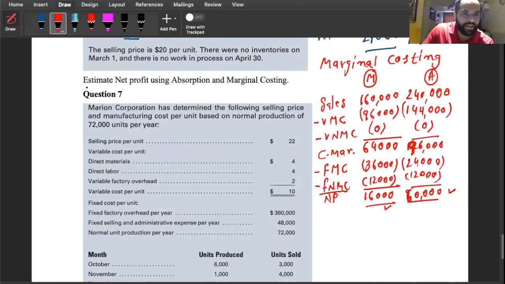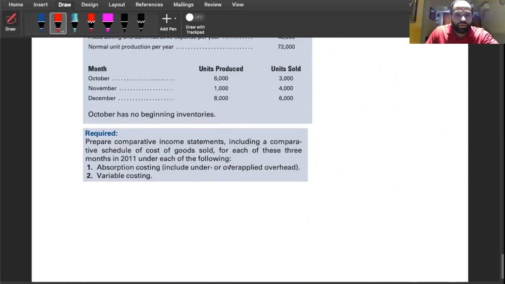So this question 7 is your homework. You finish this question 7 at home. Same thing you have to do. You have to calculate absorption costing, net profit, right? And variable means marginal costing.